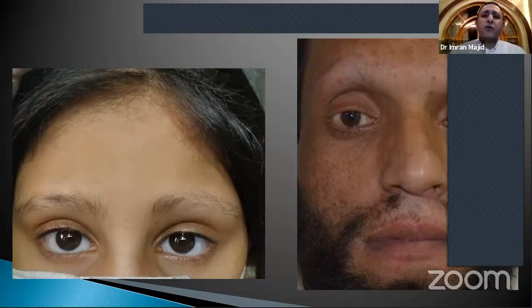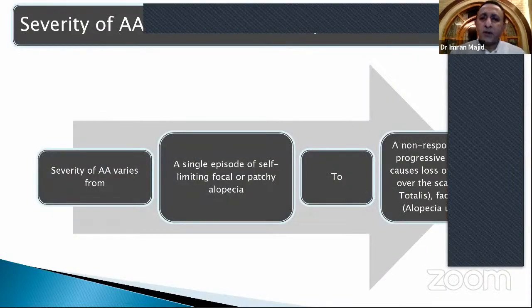Now, remember that alopecia areata severity varies quite considerably. It can vary from a single episode of self-limiting focal or patchy alopecia to a non-responsive progressive hair loss, which can involve the whole scalp. The term that we use there is known as alopecia totalis, or even the whole body, and wherein we use the term alopecia universalis.